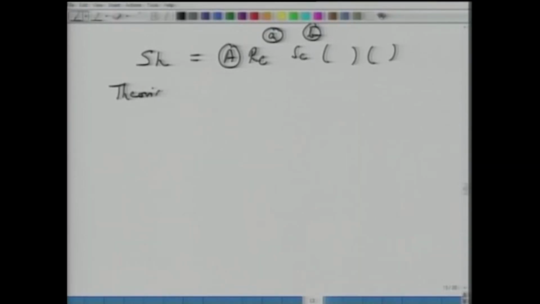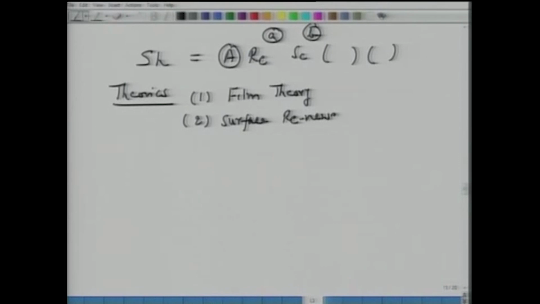So there are several theories. The 3 which are very common: one is film theory. The second is surface renewal theory or penetration theory. We will see there is some difference between surface renewal theory and penetration theory. And third is boundary layer theory.